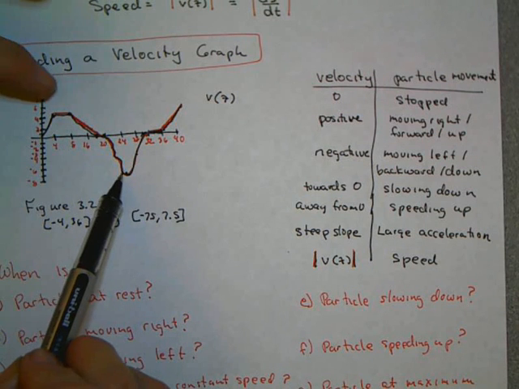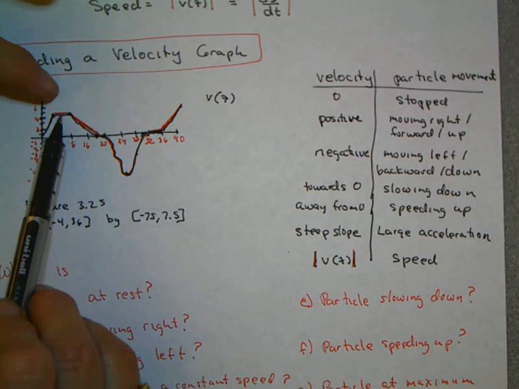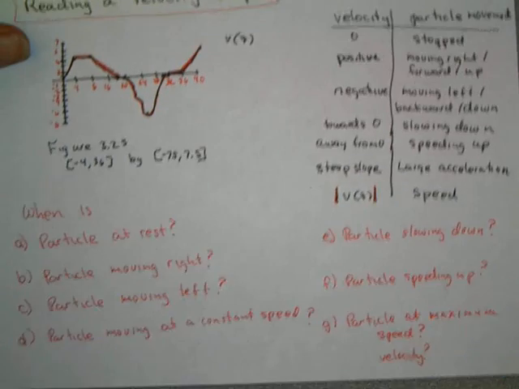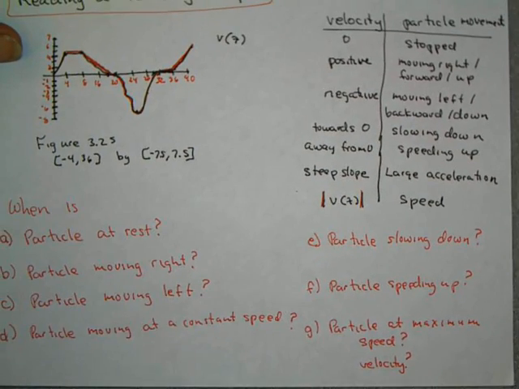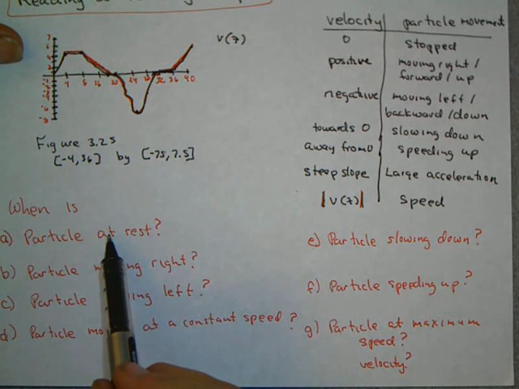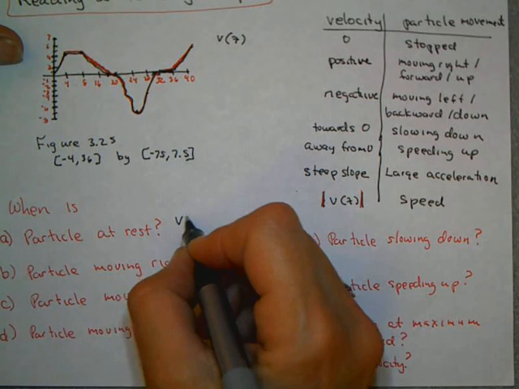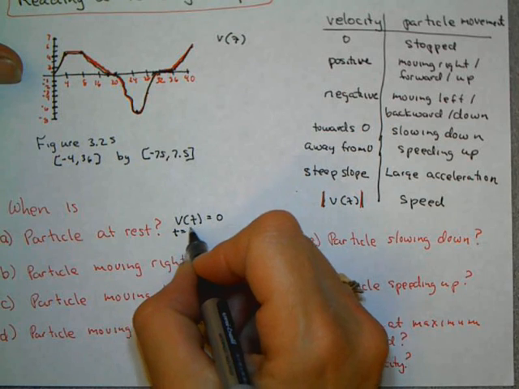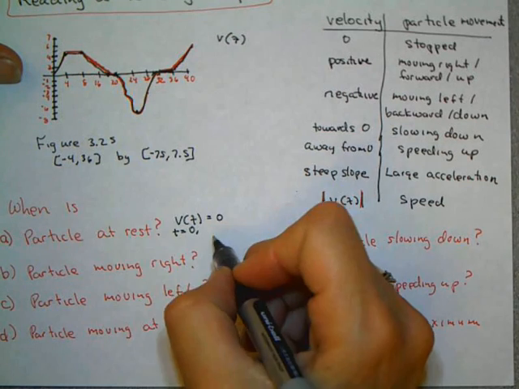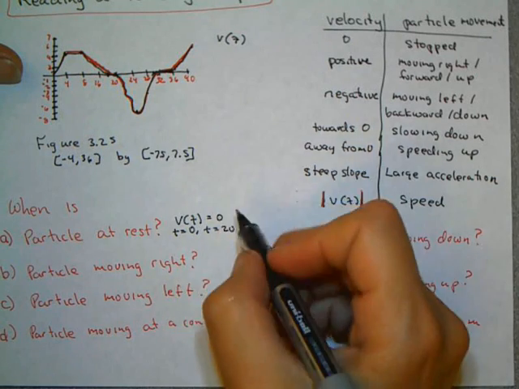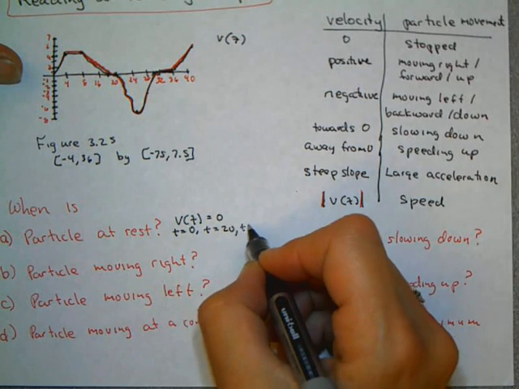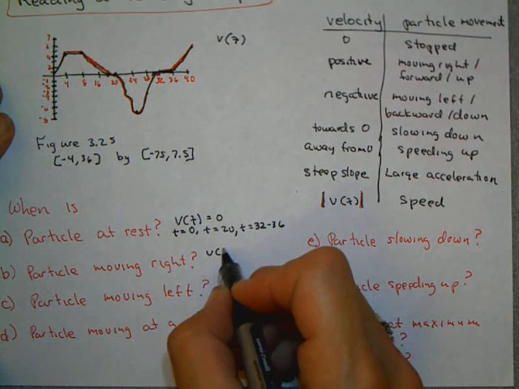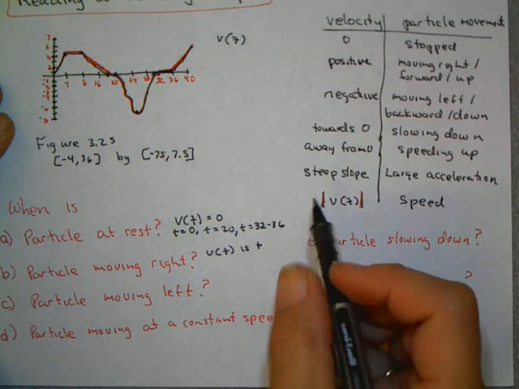Remember, the absolute value of the velocity is speed. So if they're asking you about the speed of the particle, you have to decide which is higher, the absolute value of this point or this point, because they're both going to give you a speed. So looking at these things, let's answer some questions. When is the particle at rest? Well, when v of t equals 0. So I would say at t equals 0, and right about t equals 20, and again at t equals 32 to 36.